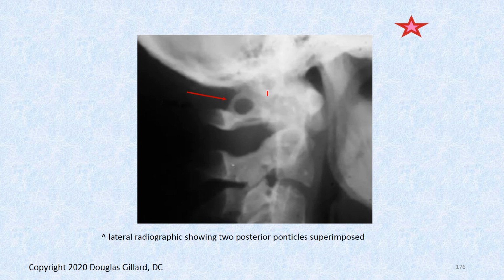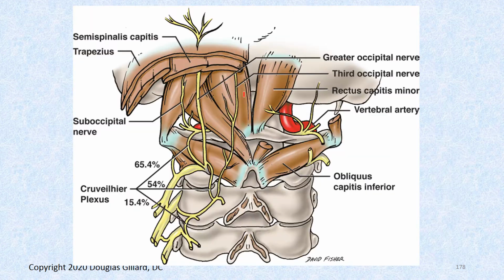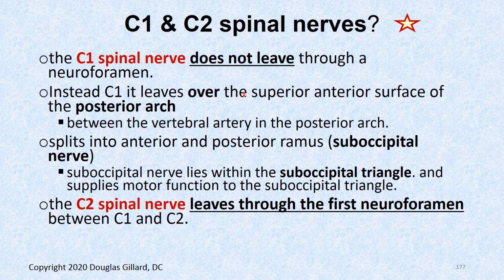So remember, x-ray is like getting run over by a steamroller. So this is only two-dimensional. But you can clearly see this patient, in order to see it this nicely, it's got to be a bilateral posterior ponticle. And that's what that is. All right, let's see where we're going to stop here. Well, we'll just do one more thing here.